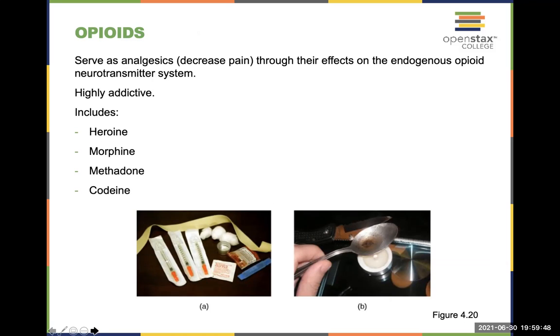Now come the opioids, which are analgesics, and they're designed to actually decrease pain. They're also very highly addictive, including heroin, morphine, methadone, codeine. Those are probably ones that most people will know. What's interesting about opioids is that using opioids in and of themselves does not really cause a whole lot of damage to the body.